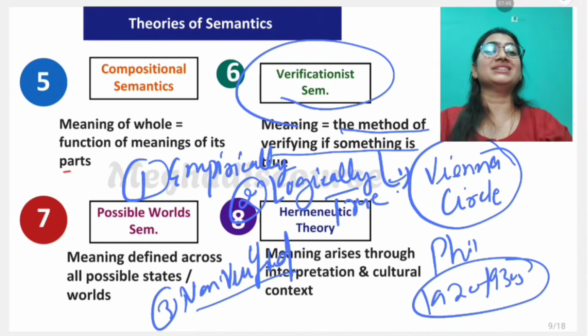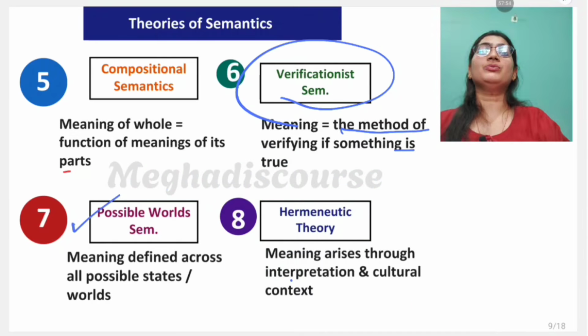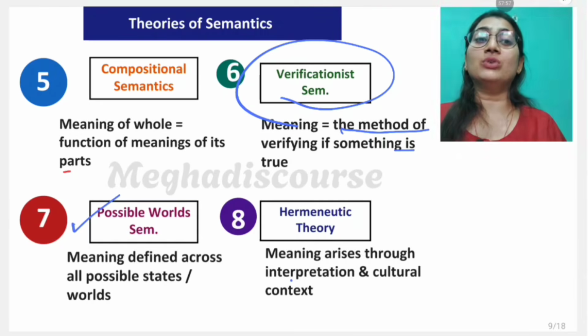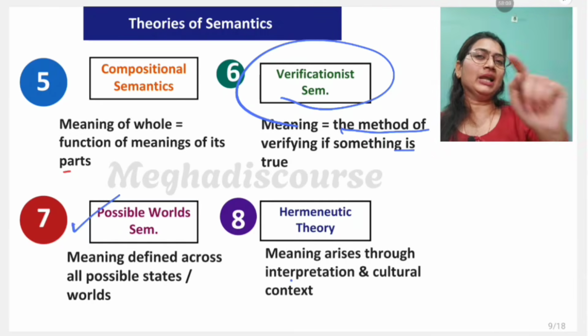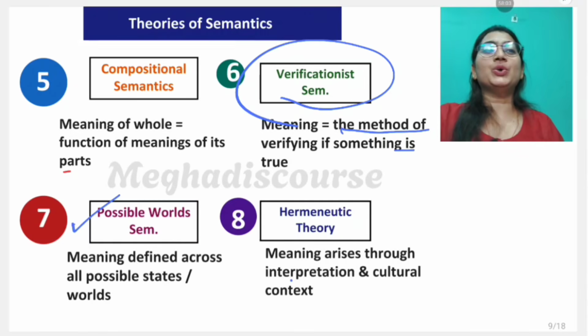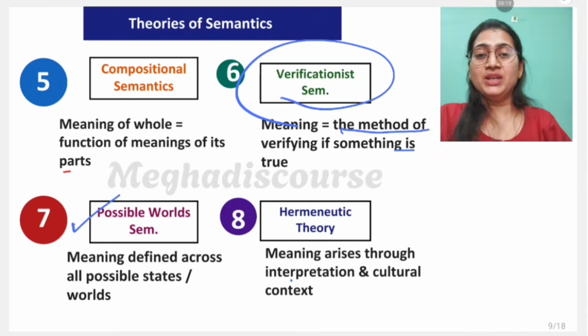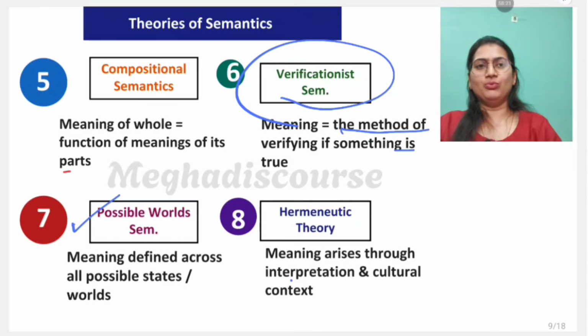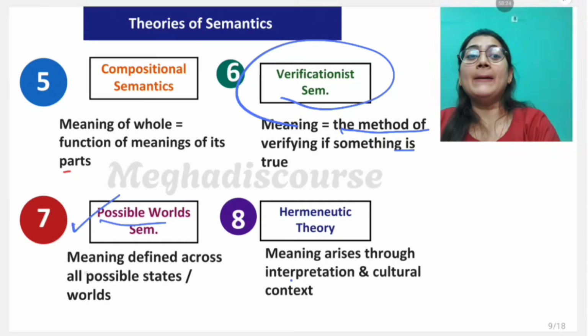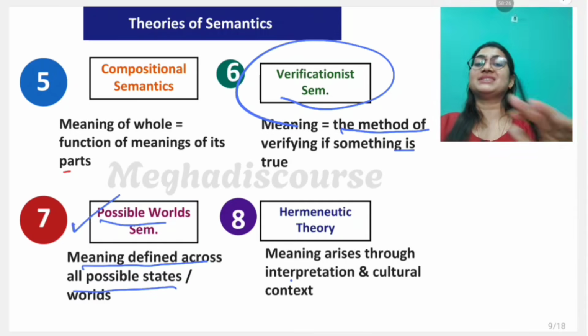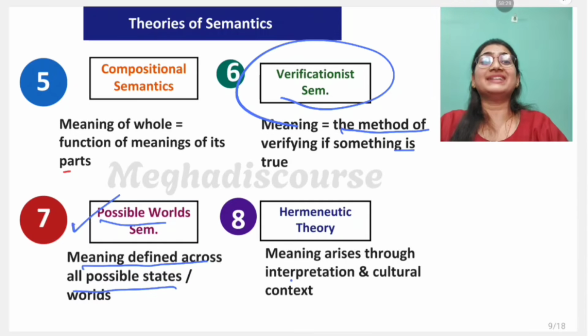Now, this also fails. So what will happen next? Possible world semantics came. Now this will come and they will say, now we will give you a better theory. Classification theory is failed. Compositional semantics is failed. Now I am the boss one. Okay, so what is a possible world? What is the meaning of possible world? That is a meaning defined across all possible states, which is applicable for all. The central idea is a possible world is simply a complete hypothetical scenario. A world, it is a reality, could have been or could be.